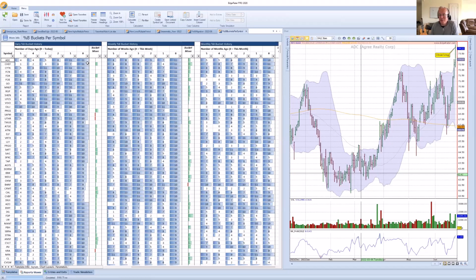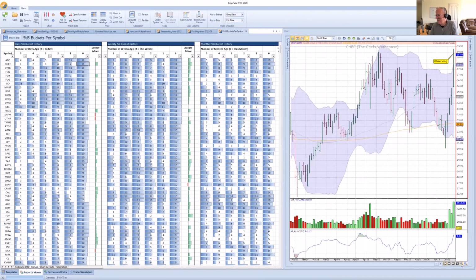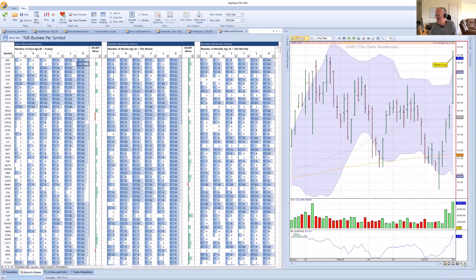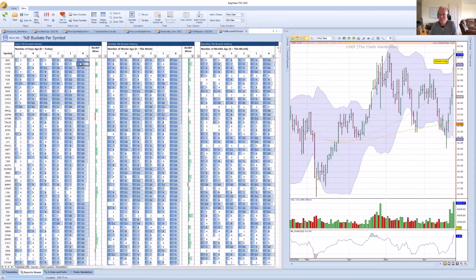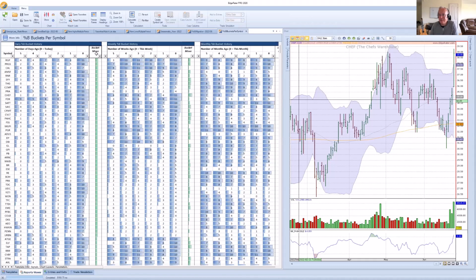A higher number is a higher bucket. So an 11 actually is above the upper Bollinger Band. So all of these stocks here are above the upper Bollinger Band. You can see how long it's been above the upper Bollinger Band. Then there's the bucket move, which is interesting. If you're looking for something that's moved 2 or 3 buckets, you can sort by this column instead.